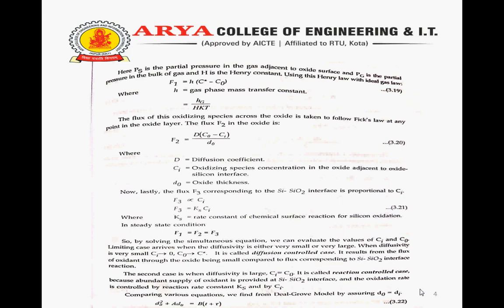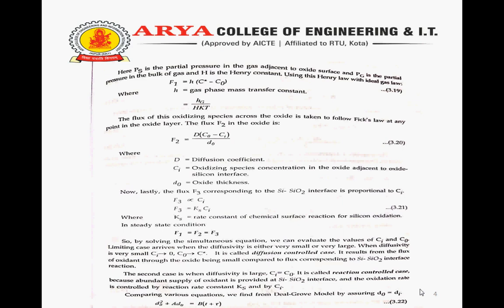The flux of this oxidizing species across the oxide is taken to follow Fick's law. At any point in the oxide layer, the flux F2 in the oxide is F2 equal to D into C naught minus Ci upon X naught.